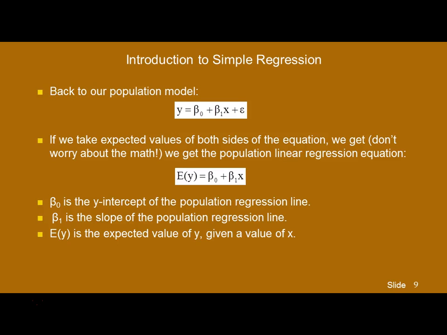If we take our population model, there are a couple of ways that we can do this. We could take expected values on both sides, and we will get the equation E of y equals beta 0 plus beta 1x.